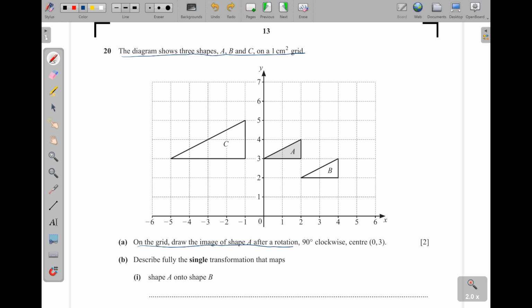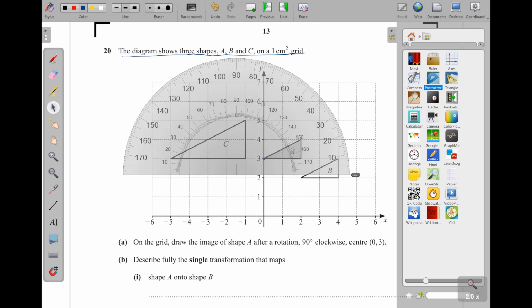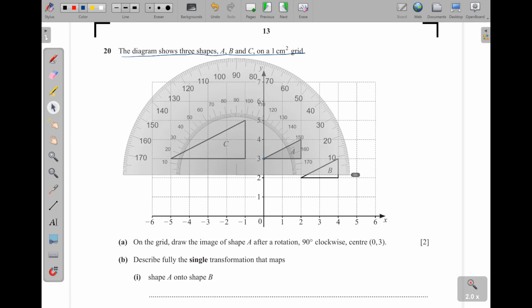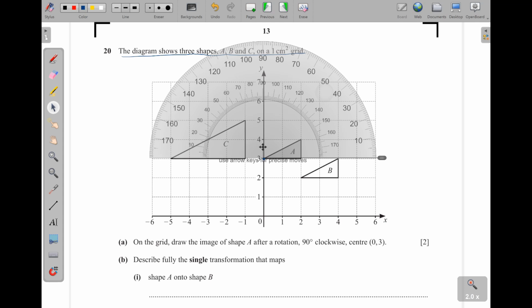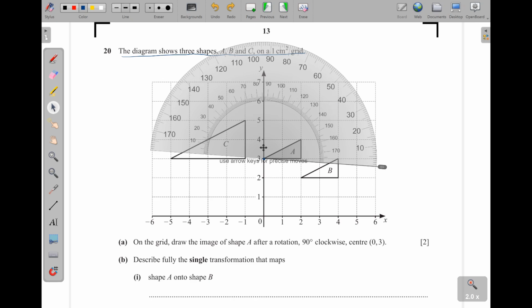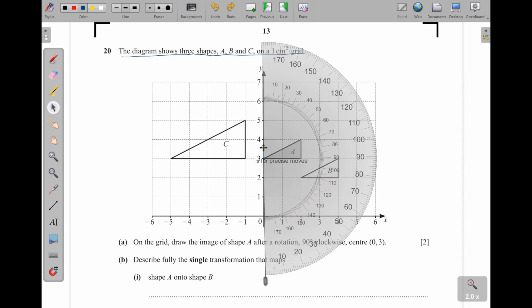center 0, 3. So identify the center 0, 3. It is here. Then you can use your protractor, or you can use the tracing paper, but here I have the protractor. So I can put my protractor there. Okay. And then we are rotating 90 degrees clockwise. So clockwise is here. Okay. You move like this. Now, this simply implies that I'm going to get this, put it like this.